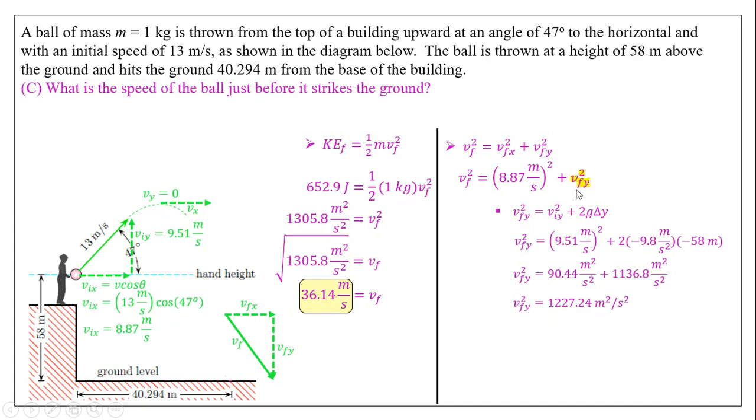But once again, this is Vfy squared, which I'm actually going to keep as Vfy squared. Okay, why? Because I don't want to square root it and then square it again. So you notice here where my cursor is circling, I need Vfy squared. I actually have Vfy squared. So I won't square root it here. I'm actually just going to use this value of 1227.24.